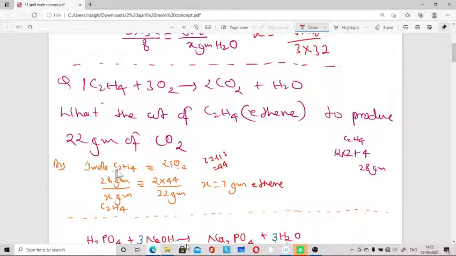So for 1 mole, you have to write the weight of 1 mole, for 2 mole, you have to write the weight of 2 mole, then you have to form the equation. That is a simple proportionality equation.